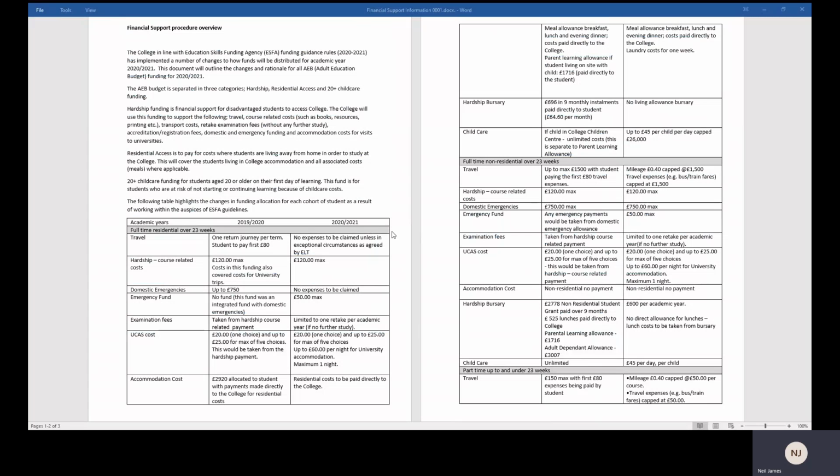And I think that's pretty much it from me. It's not as complicated as it sounds. It's pretty easy to follow, and hopefully we'll be able to support students to come into college starting in a couple of weeks. So thank you for your time, for listening, and we'll pass you back to Neil, who will close the session.